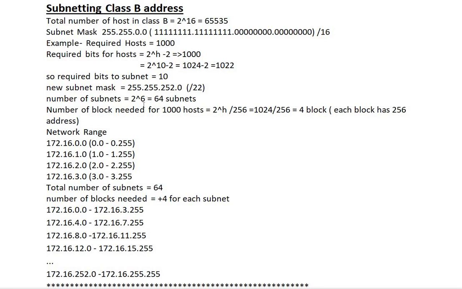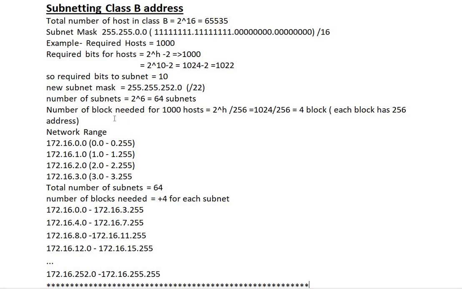How many subnets will be available in this /22 network? After taking 10 bits for host, the remaining bits are 6. The number of subnets equals 2 to the power 6, since the number of bits used for the network is 6 here. So there are going to be 64 subnets.